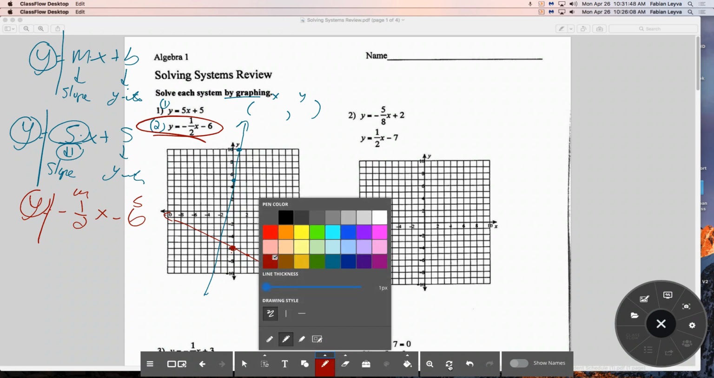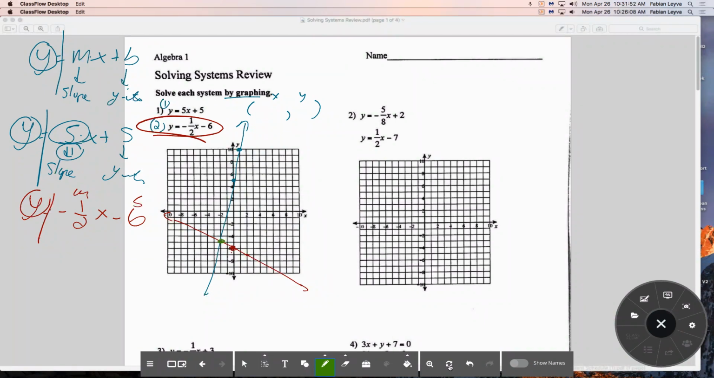Now you can see here that these do cross, and they cross at that point. So wherever they cross, it's your answer, because remember, when you graph a line, it gives you every x and y combination of that line. So if we graph both of them, which x and y do they have in common? Well, it's wherever they cross.